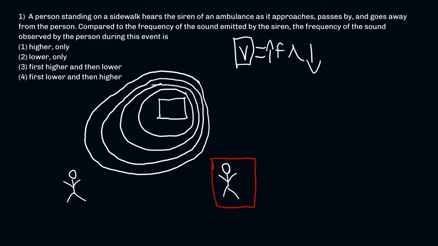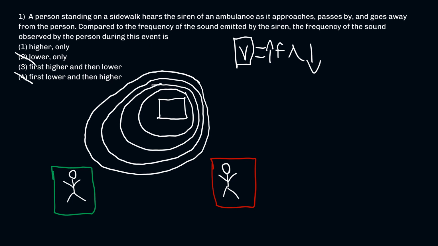So that's going to be my first situation here with the ambulance coming towards the person. So I should have higher here. So I can get rid of answer choices 2 and 4 because both of those say that I will have a lower pitch at first, or a lower frequency. Then the ambulance is going to move past me, and I'm going to be in this situation here, so I'll make this green around it. I'm going to be over here.